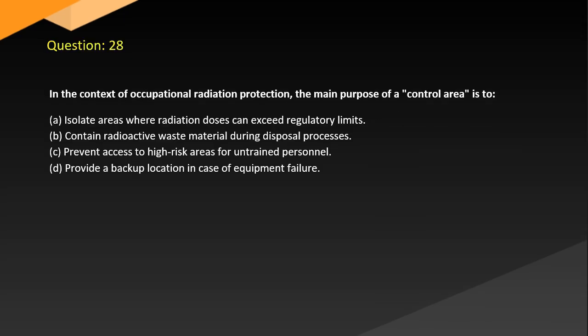Question 28. In the context of occupational radiation protection, the main purpose of a control area is to A. Isolate areas where radiation doses can exceed regulatory limits. B. Contain radioactive waste material during disposal processes. C. Prevent access to high-risk areas for untrained personnel. D. Provide a backup location in case of equipment failure.